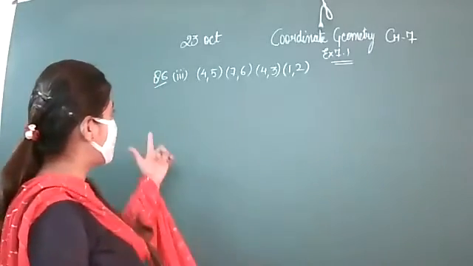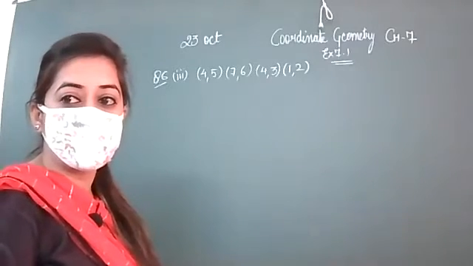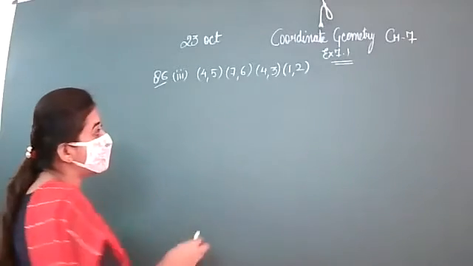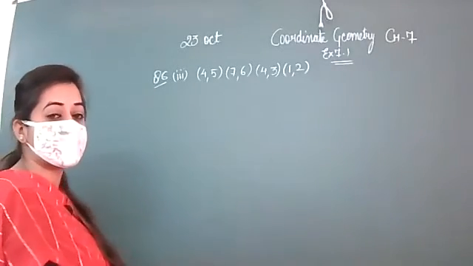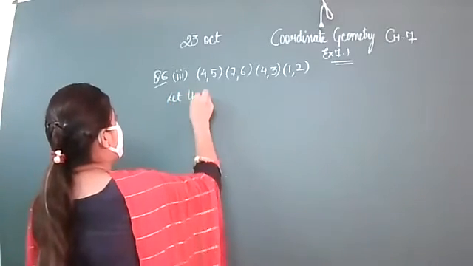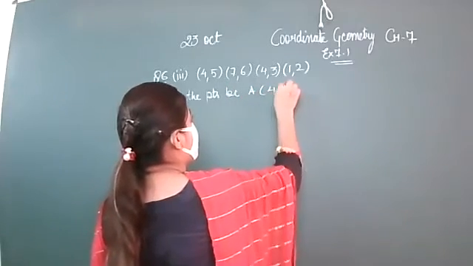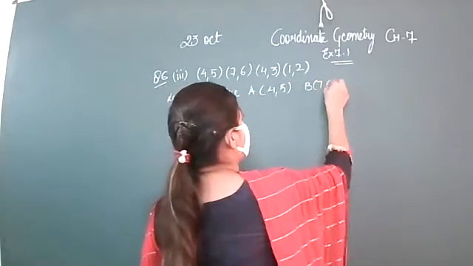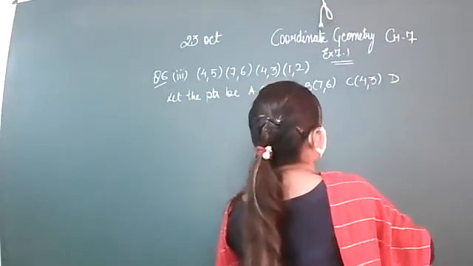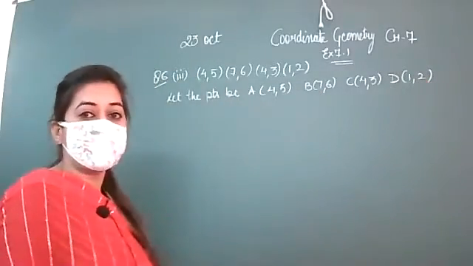Exercise 7.1, question number 6. Third part we are starting. Yesterday we have discussed the first two parts. Now the third part is you have given 4 coordinates. 4 points are given. Firstly, you will give them the name. Let the points be A (4, 5), B (7, 6), C (4, 3), and D (1, 2). So I have given them the name A, B, C, D.